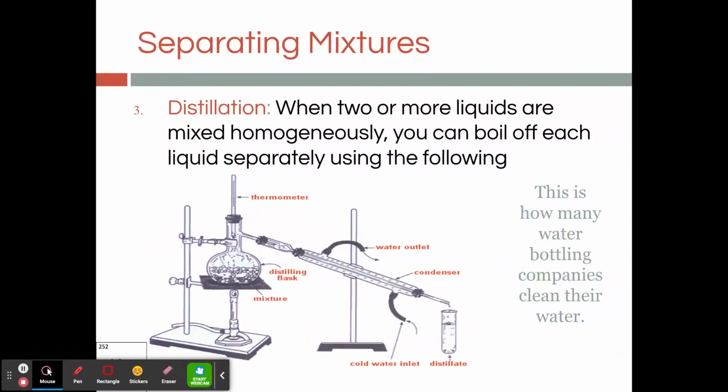So, if you had alcohol and water, you would be able to separate these two compounds by using the different boiling points. So, I could boil off water and retain alcohol in my flask, and water would be condensed down into my test tube.